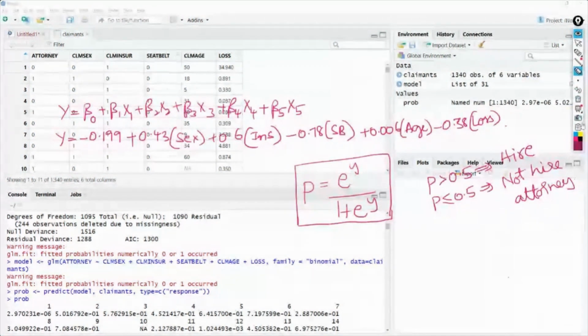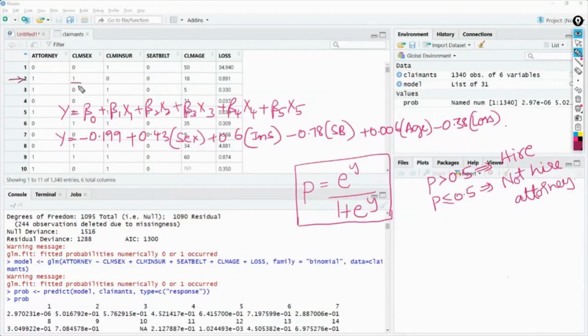Let me take that. And then it will take all these inputs. Claimant sex is 1. Insurance is 0. Seatbelt is 0. Claimant age is 18. You substitute here. 0.891 is the loss. Substitute here. When you solve it, you get the y value. Take that y value and substitute in this equation. And when you substitute in this equation, you get a number which is so much.